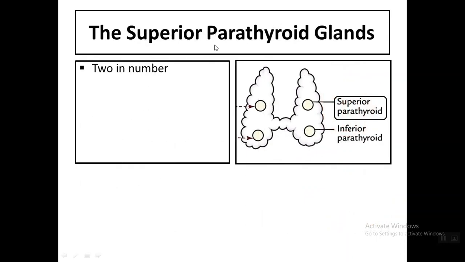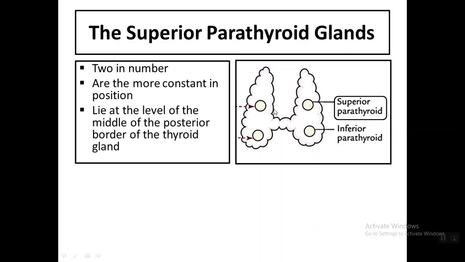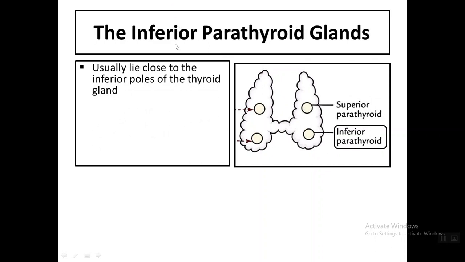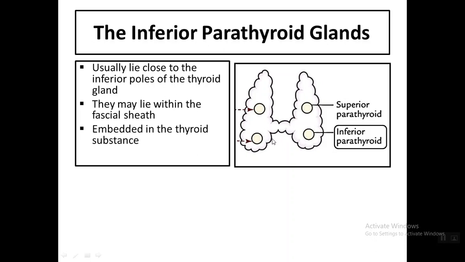First, the superior parathyroid glands are 2 in number. They are more constant in position, lying at the level of the middle of the posterior border of the thyroid gland. Whereas the inferior parathyroid glands usually lie close to the inferior pole of the lobes of the thyroid gland. They may lie within the fascial sheath or embedded in the thyroid substance, or they may lie outside the fascial sheath.